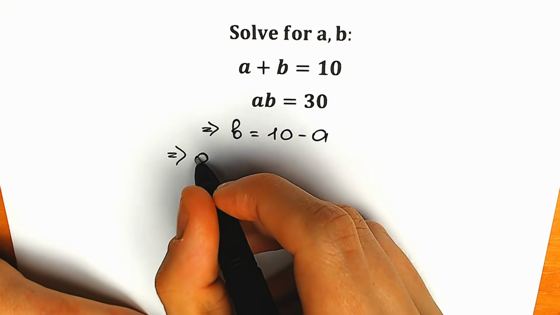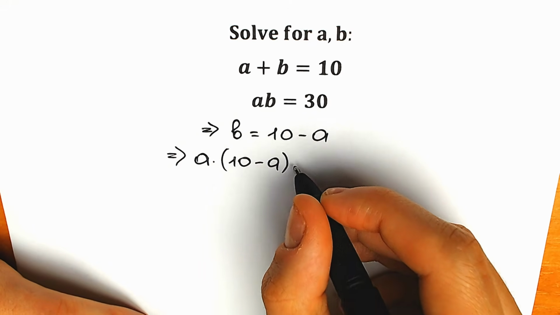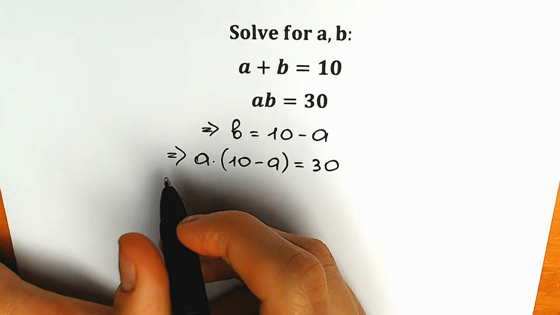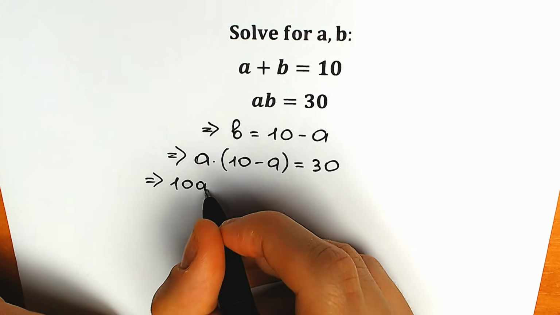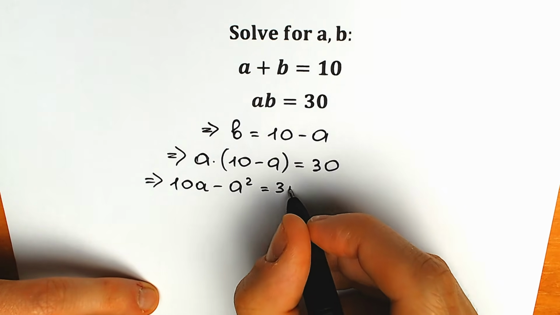Okay, so let's do it. We have a times (10 minus a) equal to 30. Really great. Now let's simplify this expression real quick. So we have 10a minus a squared equal to 30.